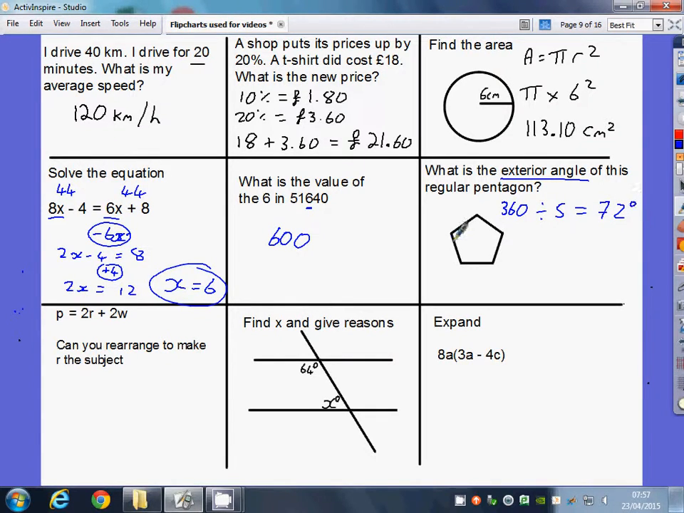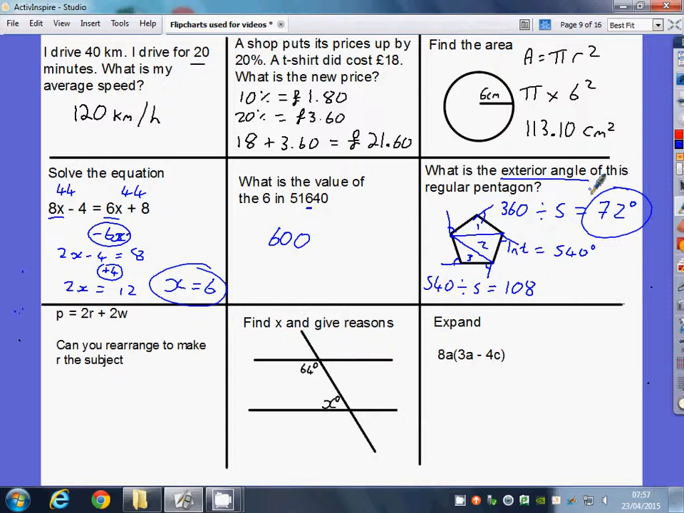Or the other way is to split it up into triangles. So we've got 3 triangles there. So the interior angles add up to 540. Then you can divide that by 5, which gives you each of the interior angles, which is 108. And you know that the interior angle plus the exterior angle always adds up to 180. So 180 take away 108 also gives you the answer of 72 degrees. Both of those ways work absolutely fine.